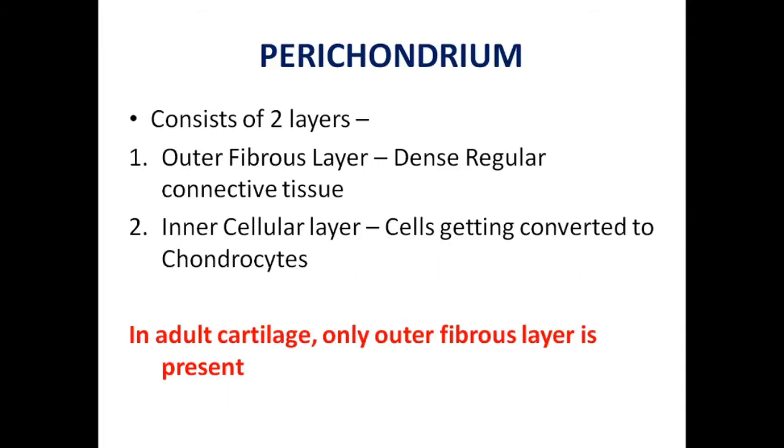Then while starting the description, this can be written as common, as we know that the cartilage is covered on the outer side by a double layered structure called the perichondrium. It consists of 2 layers: the outer fibrous layer, which is made up of dense regular connective tissue, and the inner cellular layer, which consists of cells which can get converted into chondrocytes. These chondrocytes will then go more inside towards the matrix, settle down there, divide there and form the cellular part of the cartilage. In adult cartilage, there is only the fibrous layer.